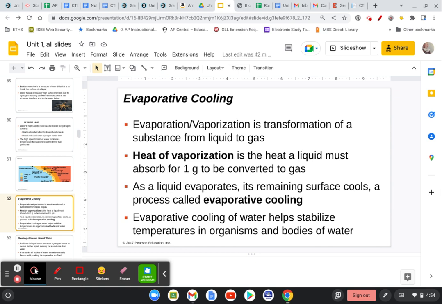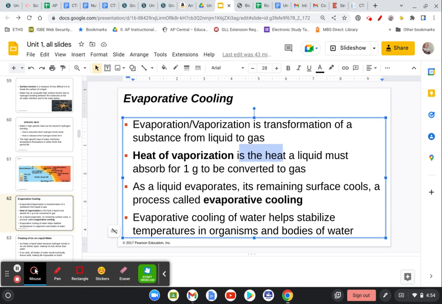Okay, evaporative cooling. Now, this is the ability to transform a substance from a liquid to a gas. You don't need to worry about the actual definition here, that it's the heat a liquid must absorb for 1 gram to be converted into gas. You don't need to worry about that.